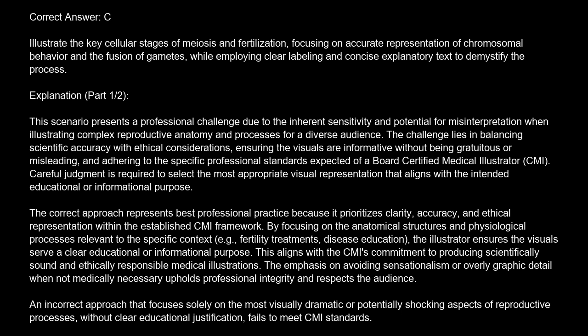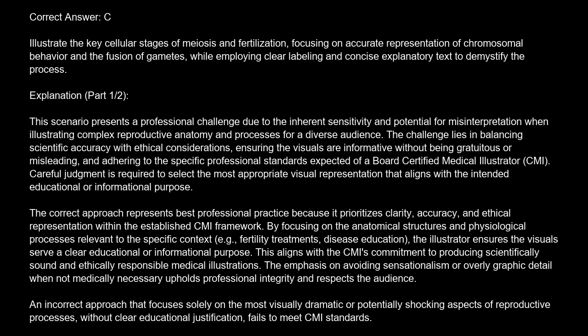The challenge lies in balancing scientific accuracy with ethical considerations, ensuring the visuals are informative without being gratuitous or misleading, and adhering to the specific professional standards expected of a board-certified medical illustrator, CMI. Careful judgment is required to select the most appropriate visual representation that aligns with the intended educational or informational purpose.